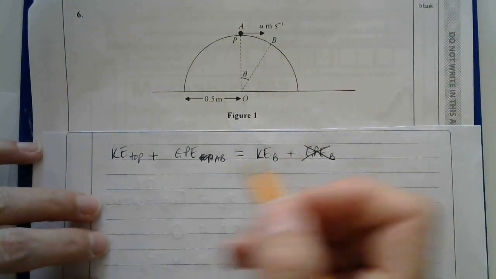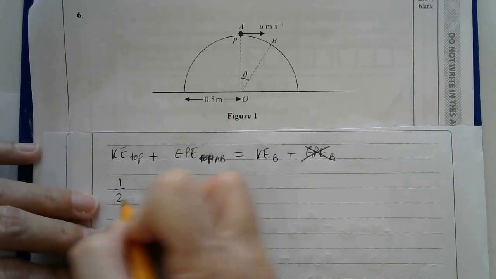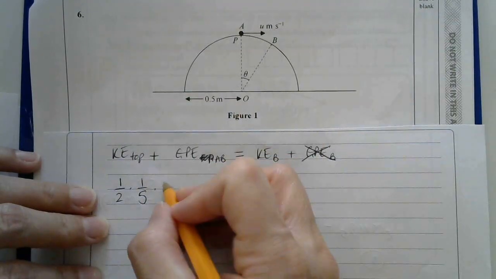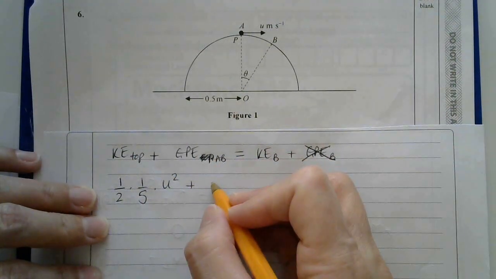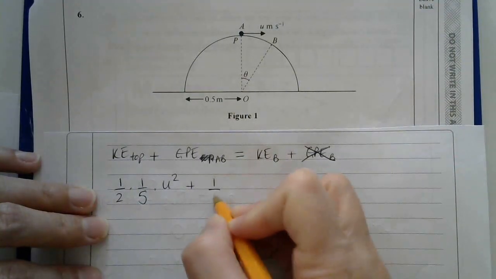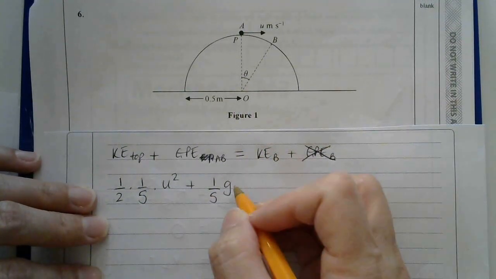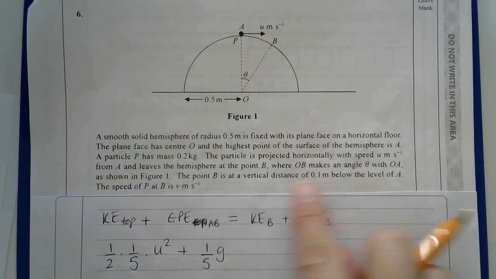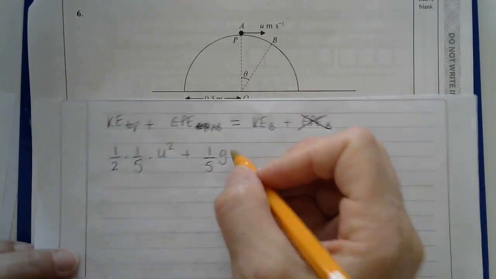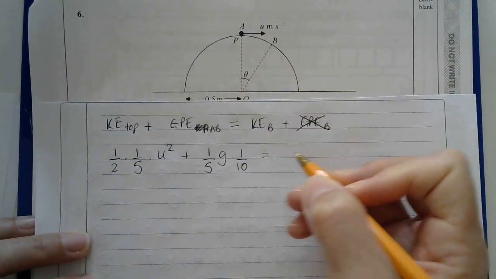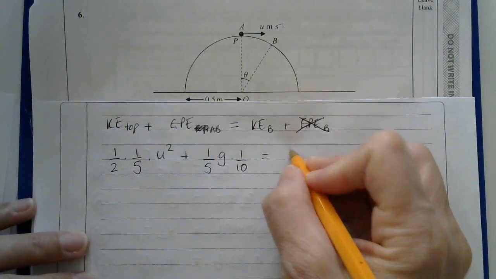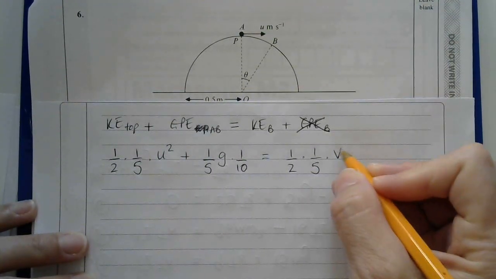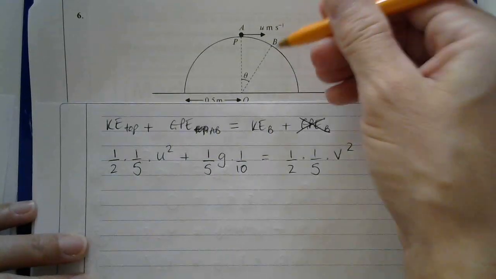Okay, so the energy at the top will be kinetic energy, half times the mass, which was 0.2, which is 1/5, times the initial speed squared. And here I get the mass, which was 0.2, times gravity, g, times the difference in height. And they told me that that vertical height was 0.1, so that's 1/10. And that will equal the kinetic energy here, so I get half times the mass times the velocity squared, and this time all the speed squared, so the speed is v here.